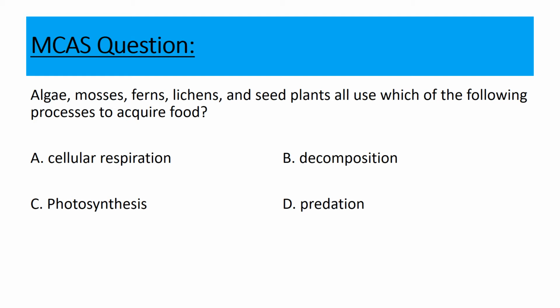Algae, mosses, ferns, lichens, and seed plants all use which of the following processes to acquire food? A, cellular respiration, B, decomposition, C, photosynthesis, or D, predation? Let's focus on just one word, plants. How do plants get food? They produce their own food through photosynthesis. So the answer is C.